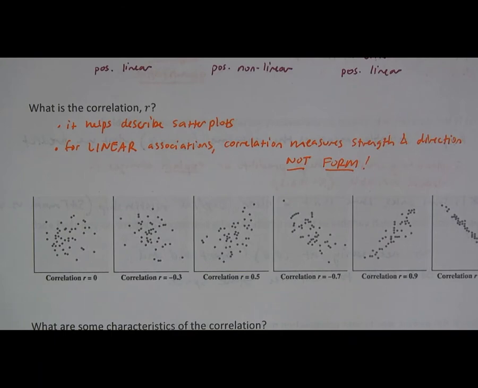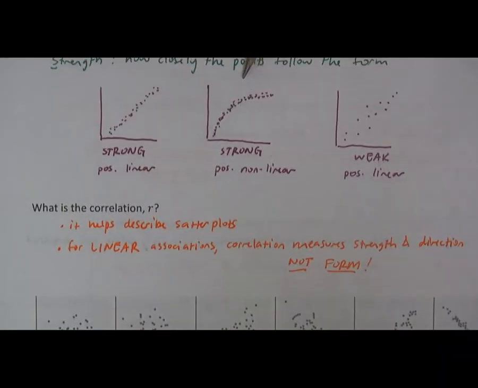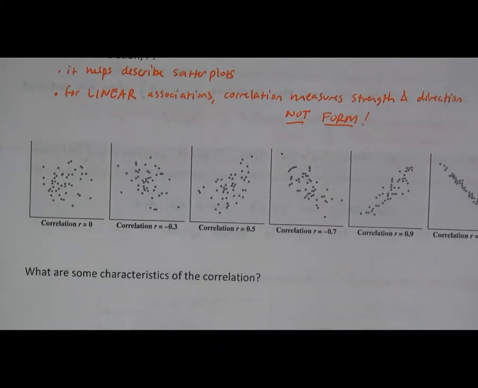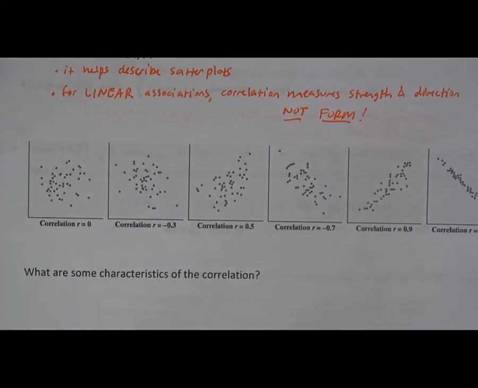Just because you see R, that does not mean there is a linear association. Even in this example that I drew right here that has curvature to it, that's nonlinear, this has strength. It does have a correlation, and it does have an R value that will show strength. So R does not mean necessarily that we're talking about a linear pattern, so just keep that in mind.